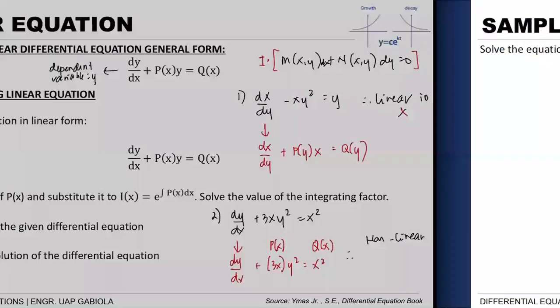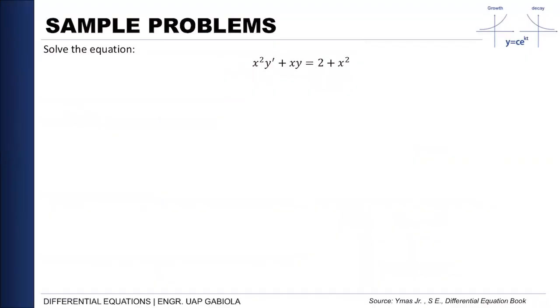Okay, so let's start. We have, for example, the form x squared y prime plus xy is equal to 2 plus x squared. So, given this form, we need to rearrange or change our form to the general form of the linear equation, which is dy/dx. I'm assuming we are dependent on y because we have y prime. So, plus P(x) y is equal to Q(x).